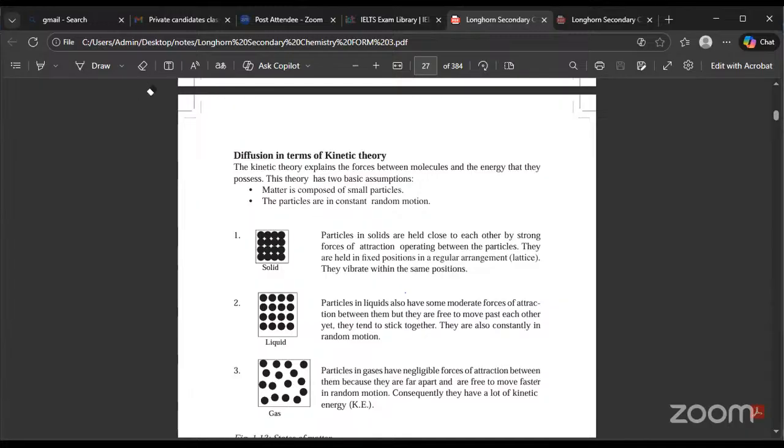Let me just write for you. So KE, which is the kinetic energy, is normally given by, I'm just giving you this one, half m v squared. Now v is velocity.